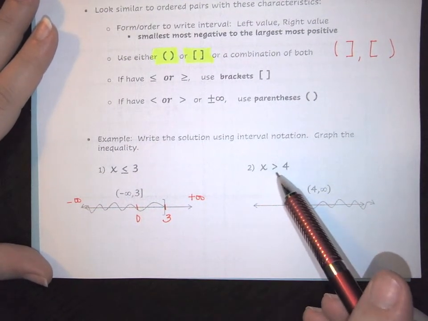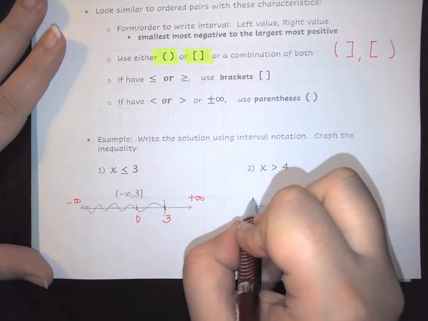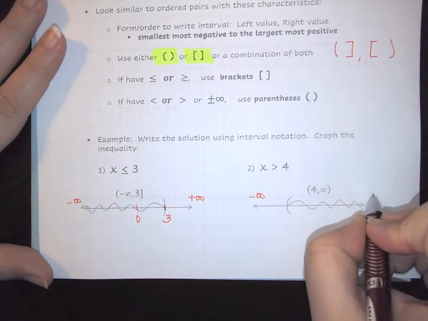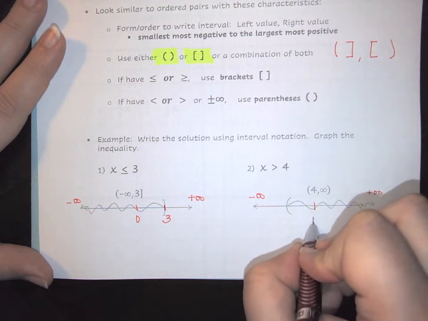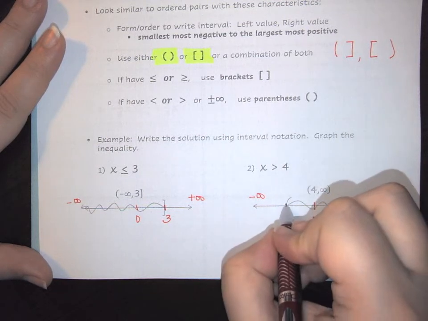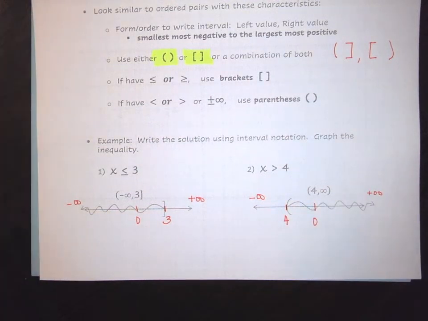here we have x is greater than 4, so it's the same thing. On this left hand side you have the negative infinity. The right hand side is the positive. Somewhere in the middle would be your 0 point, and your boundary is going to be the given point, 4.